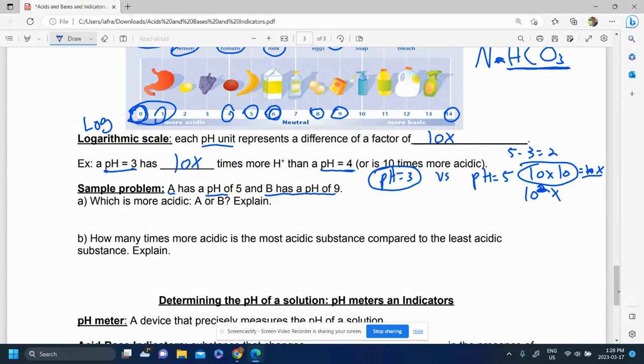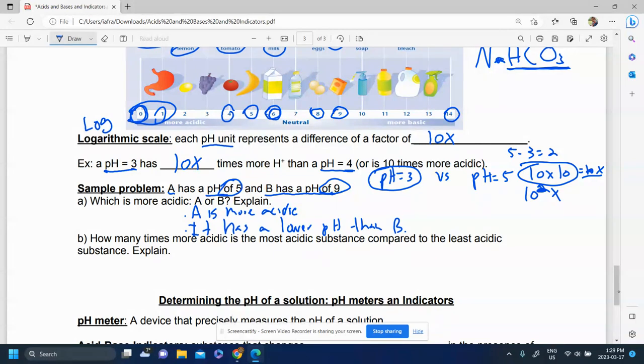So hopefully you selected that A is more acidic, and that's because it has a lower pH than B. In fact, B is basic because it's a pH of 9. A actually is acidic, pH of 5, below 7.